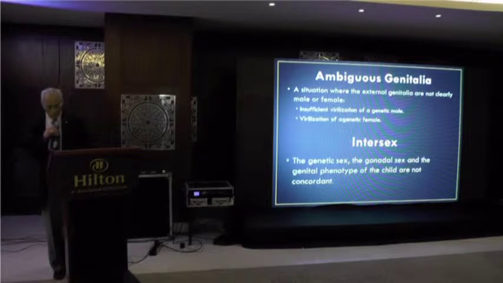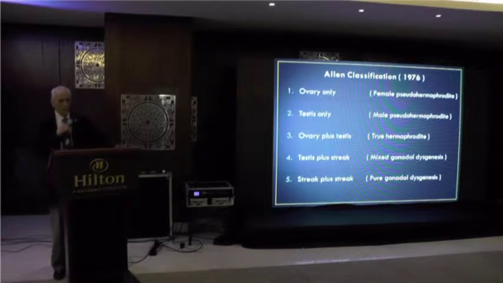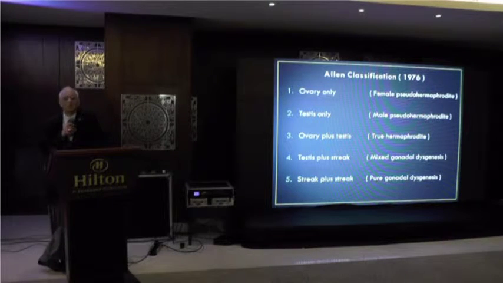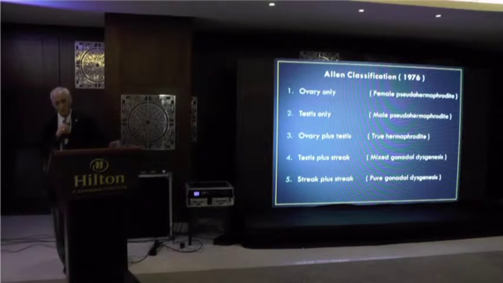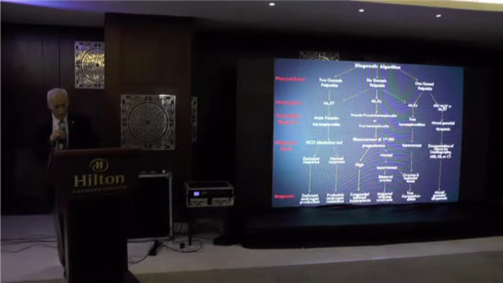Classification of intersex. This is the old classification by Allen in 1976. It depends on the gonads. If you have 2 ovaries, it's called female pseudohermaphrodite. 2 testes, male pseudohermaphrodite, as you all know. Ovary plus testis, true hermaphrodite. Testis plus streak is called mixed gonadal. Streak plus streak, pure gonadal.